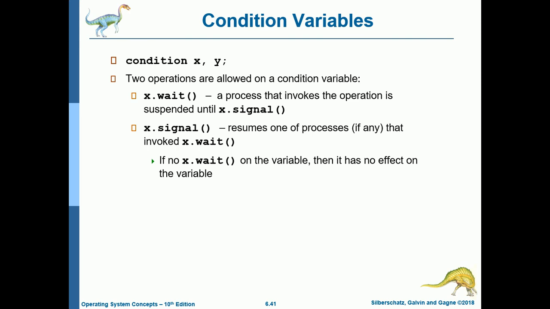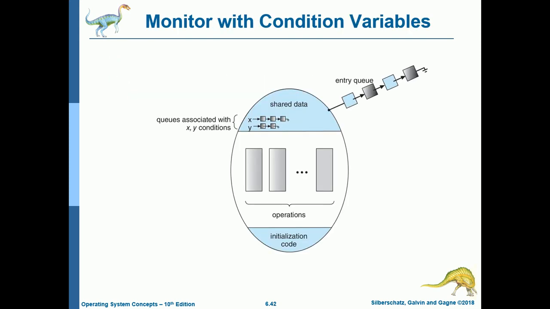So condition X and Y. So two operations are allowed on a condition variable. So we have X.wait function. A process that invokes the operation is suspended until X.signal function. And then we have X.signal resumes one of the processes, if any, that invoke the X.wait. If no X.wait on the variable, then it has no effect on the variable.